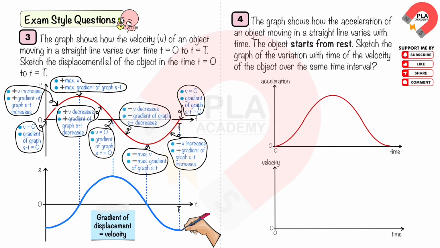Question 4. The graph shows how the acceleration of an object moving in a straight line varies with time. The object starts from rest. Sketch the graph of the variation with time of the velocity of the object over the same time interval.